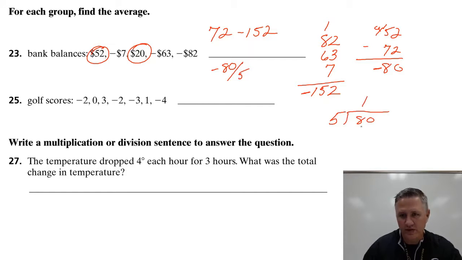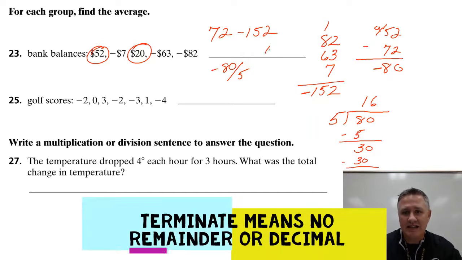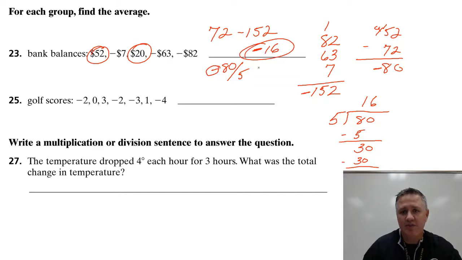It can go in once, subtract. And how many times can 5 go into 30? 6 times, and it terminates. So it looks like I get 16, but don't forget a negative divided by a positive is a -16. So that problem took some work. That's -16. This one's going to be a little bit easier.